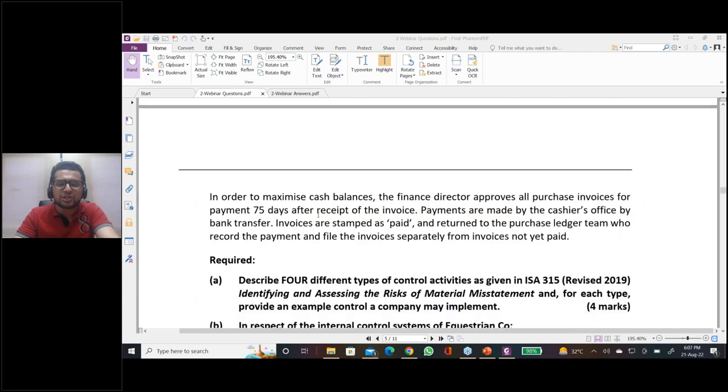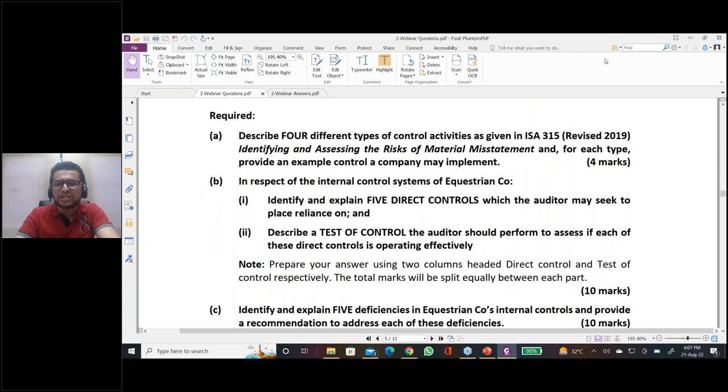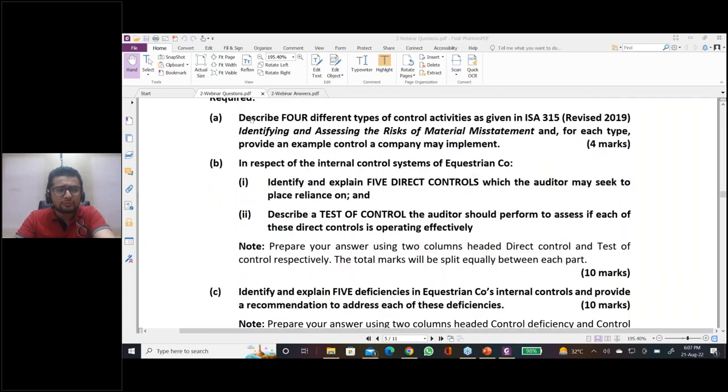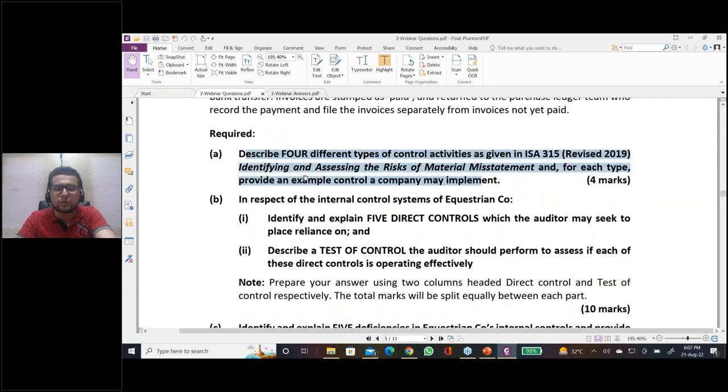I've selected this question particularly because if we check the exam requirements, Part A is a straightforward bookish knowledge based question. Describe 4 different types of control activities. Control activities is something you studied in your Accountant in Business paper, the F1 exam. We call it ACCA maps: authorization, segregation of duties, monitoring of controls, verification, IT and IS control, and all that stuff. You have to describe 4 out of them. In order to get 4 marks, you need to write one solid sentence on each and every one of them.